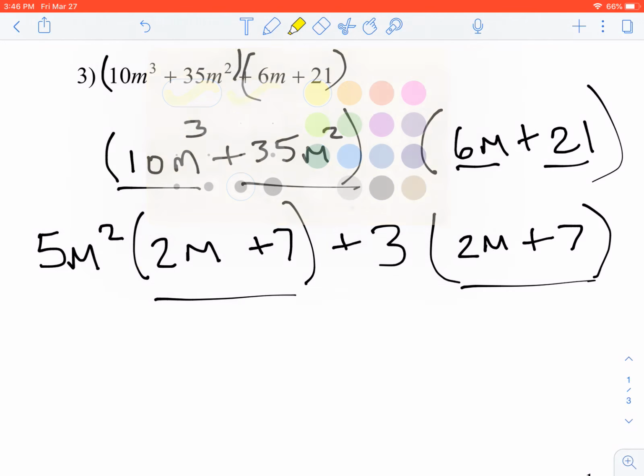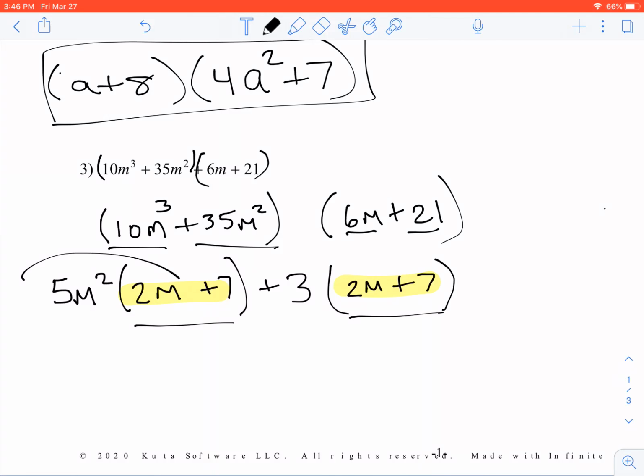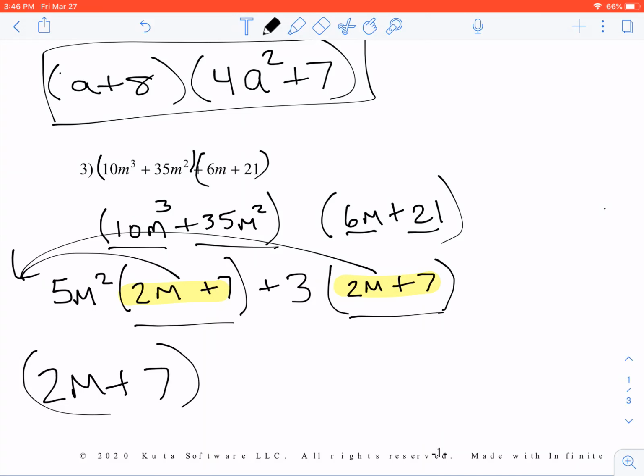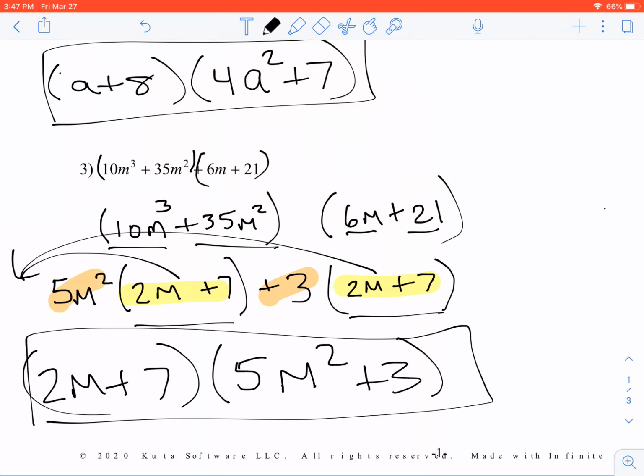So, again, I'm going to stick with the highlighter just to show you that these are identical and that we can factor them out front, right? Bring that down. I'm going to take those both and factor them out. Make an arrow. So they both come out front and become 2m plus 7. And what am I left with after those come out? I am left with the 5m squared and the plus 3. And that's what will go right here. And there is your factored answer.